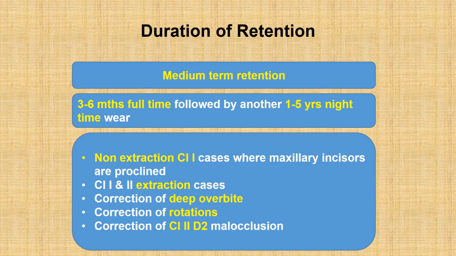Medium term or prolonged retention usually means about 3 to 6 months full-time wear followed by another 1 to 5 years nighttime wear. Now, this is utilized in non-extraction class 1 cases where maxillary incisors are proclined, class 1 and 2 extraction cases, correction of deep overbite, correction of rotations, and correction of class 2 division 2 malocclusion.